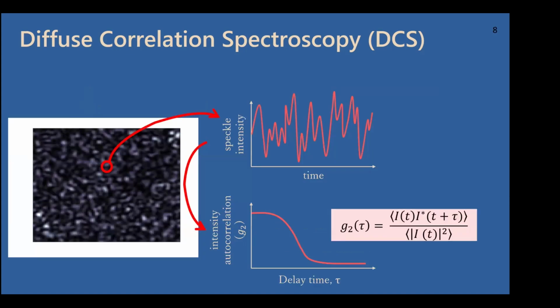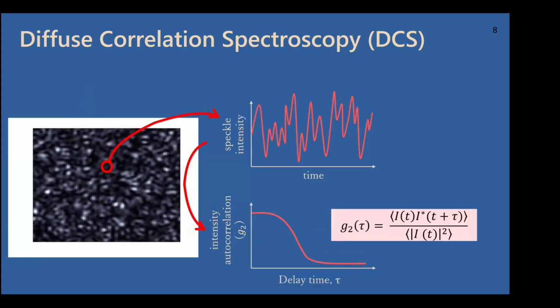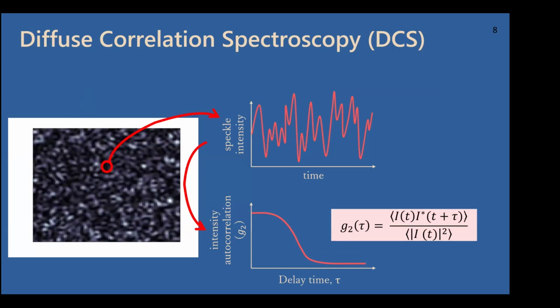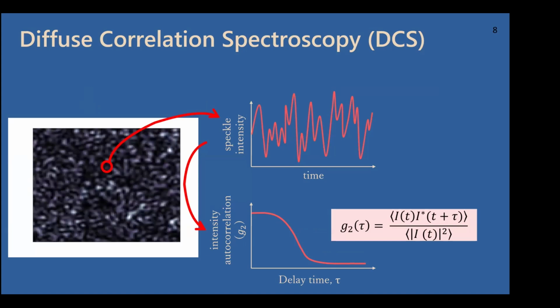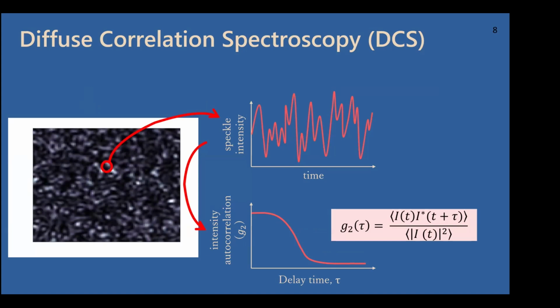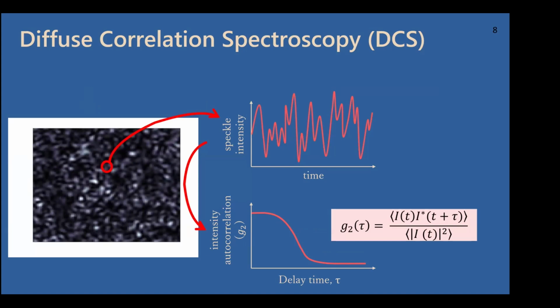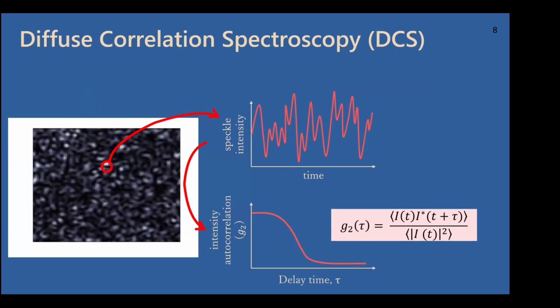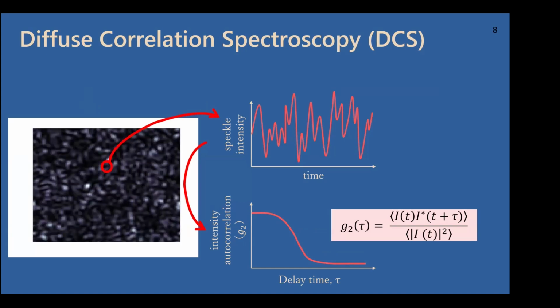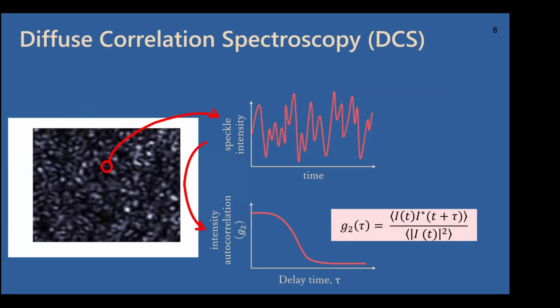So the basis of diffuse correlation spectroscopy is to make use of the fact that the speckle pattern will flicker if there are moving scatterers. And so what we do is we take a single mode fiber and we track the speckle intensity of just one single speckle over time. From that information, we can calculate the intensity autocorrelation function, or G2.